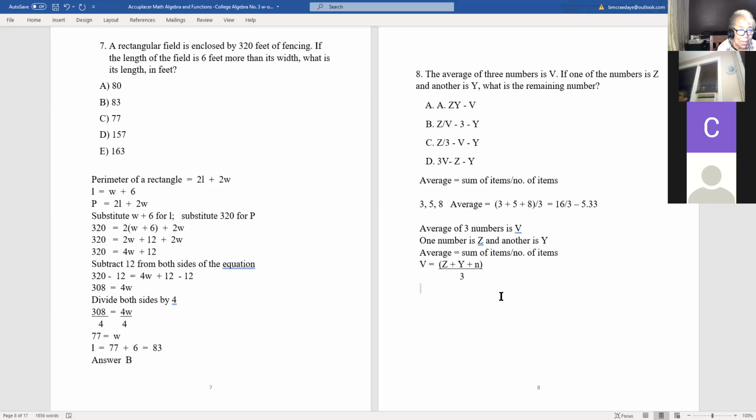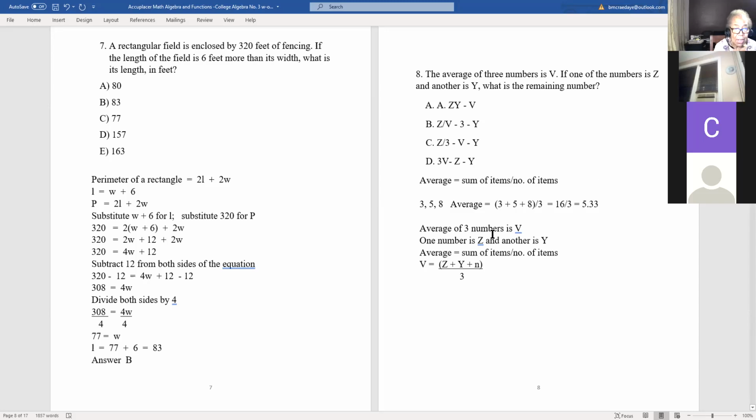Average of three numbers is V. Now, Latoya, I took these just to explain average to Chastity because she wasn't familiar with average. I said the average is the sum of the items divided by the number of items. And I gave her 3, 5, and 8. Add them up. There are 3 items: 1, 2, 3. And we got 16 over 3, and that should be equal to 5.33.